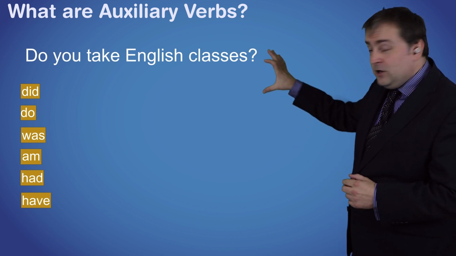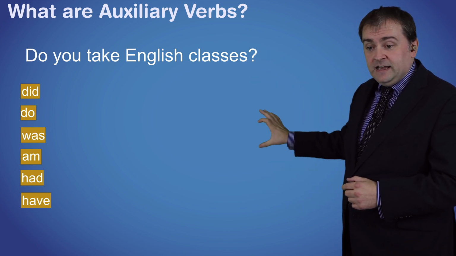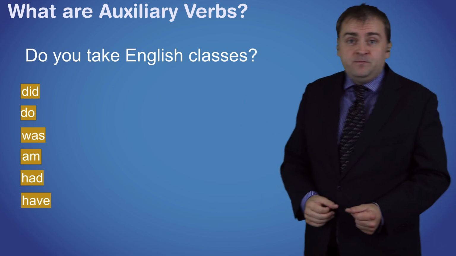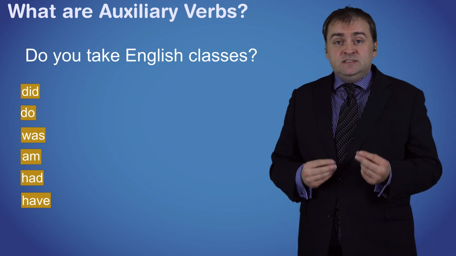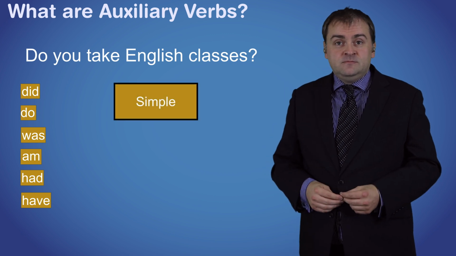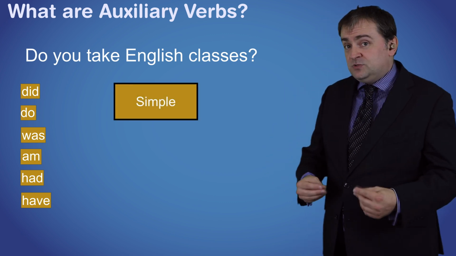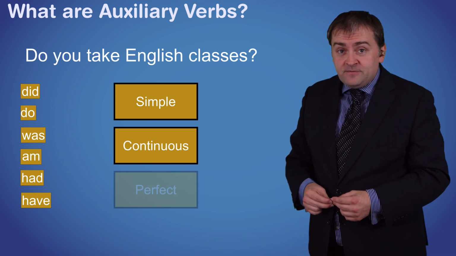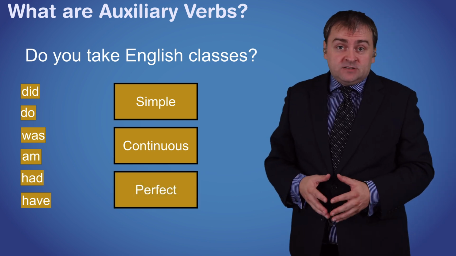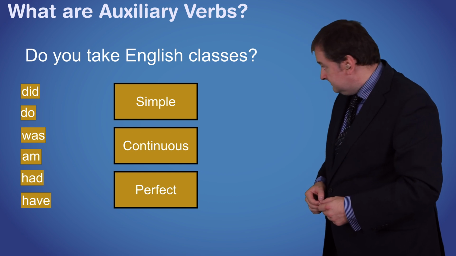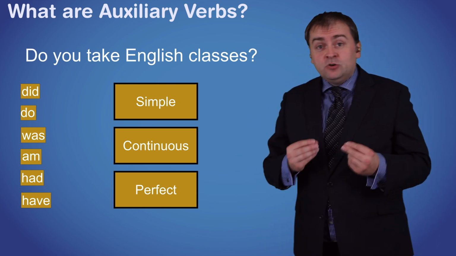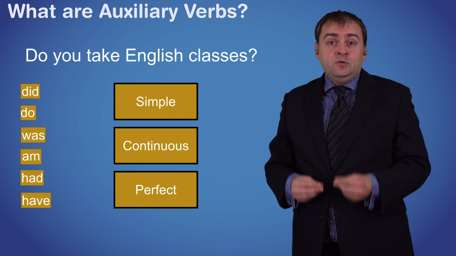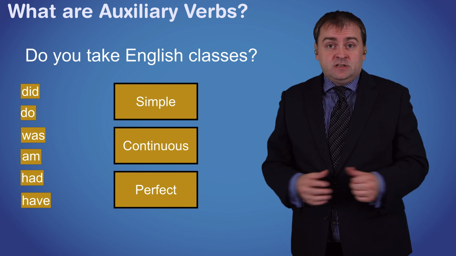So there's 3 auxiliary verbs here: do, be, and have, and 1 for each different type of action. The verb do goes with the simple type of action. The verb be goes with the continuous type of action. And the verb have goes with the perfect type of action. Because there's 1 auxiliary verb for each different type of action, we know the type of action just by looking at the auxiliary verb.